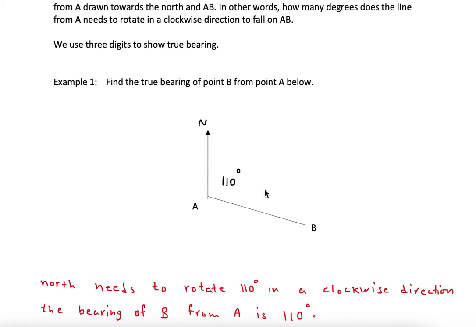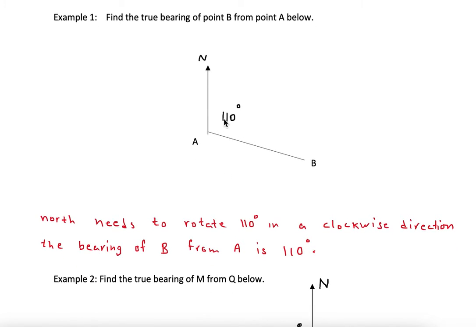In a clockwise direction. Alright, so in this question they are asking us to find the true bearing of point B from point A. So draw a line in the direction of north from A, and then see how many degrees you need to turn. And in this case it is 110. So we say the true bearing of B from A is 110 degrees. And we use 3 digits to show that. So even if it was 10 degrees, I would have written 010.